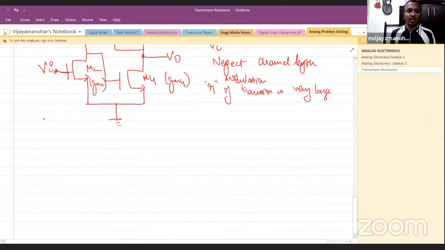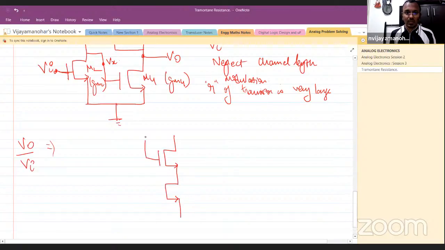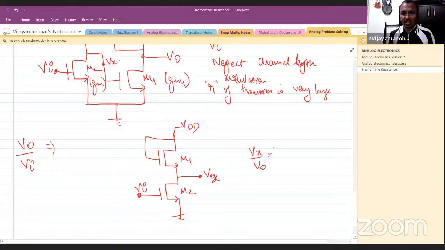Now they are asking you to find V naught by Vi, right? So let me look into the circuit part by part. First let me look at the input. Let me call this voltage Vx. So the input circuit is looking like this, correct? This is your M1, this is your M2, this is Vi, this is the VDD, ground, and V0. No, sorry, Vx. Now, what is Vx by Vi? First, let us calculate this.